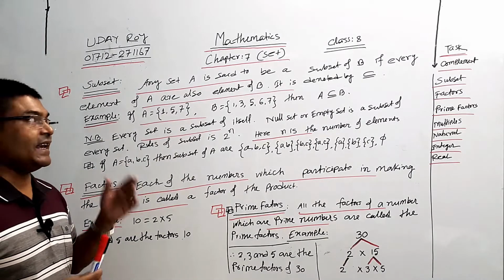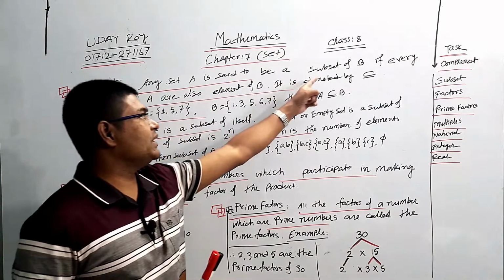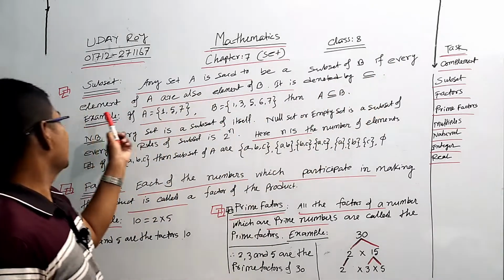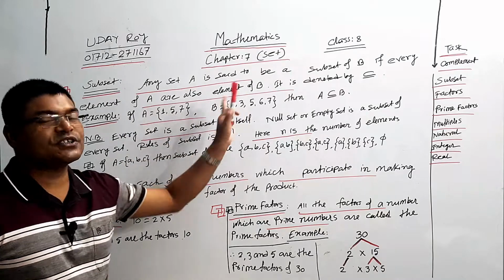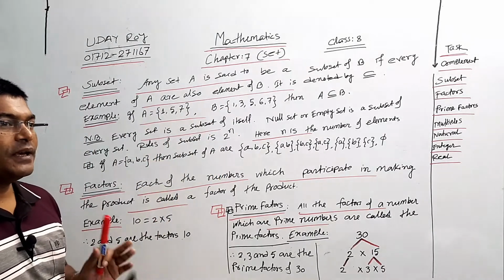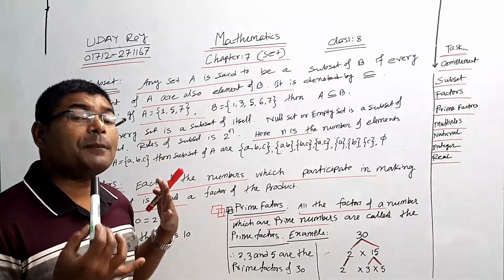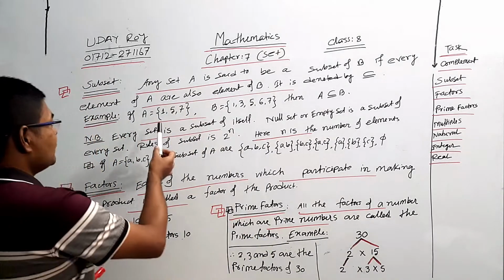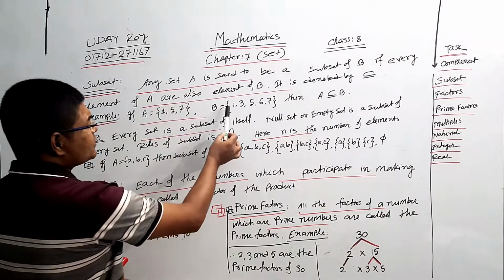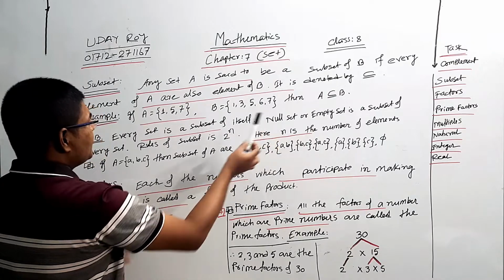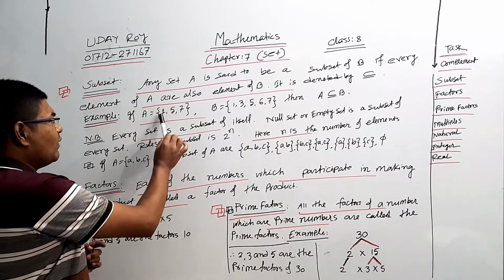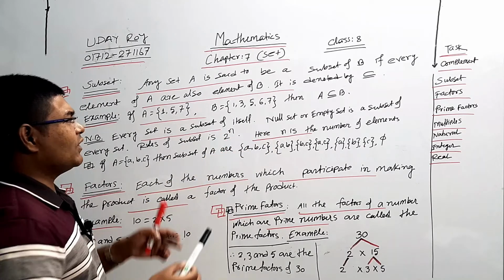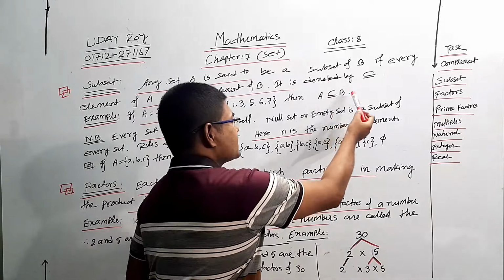Any set A is said to be a subset of B if every element of A are also element of B, because every element of A belongs to B. Every element, you can see 1, 5 and 7. Here is 1, 3, 5, 6, 7, because here is 1, 5 and 7. Here is, you can see here is 1, here is 5 and here is 7. For this reason we can say A is a subset of B.